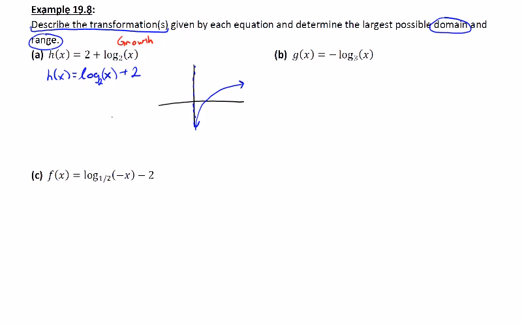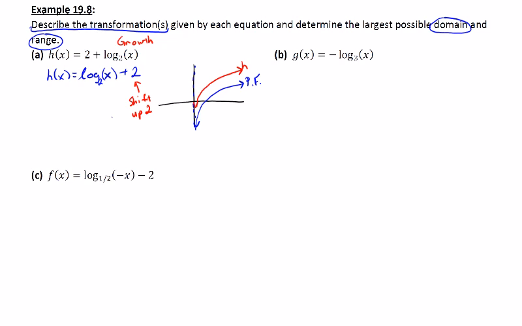What now I need to think about is how does h of x compare to this basic parent function? So this is just the basic parent function for a logarithmic growth. And what I see is that plus 2 means that I should have to shift up by 2. So if I take this picture of the parent function and I shift it up by 2, it's going to look maybe something like this. This is what h is going to look like.